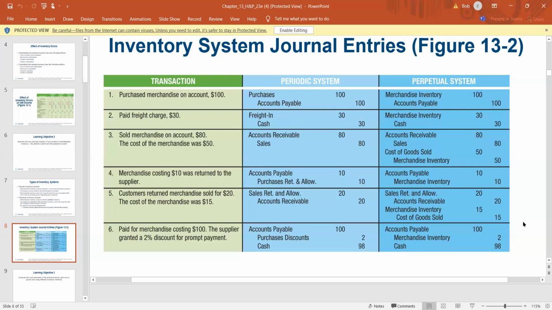Under the periodic system, where you're not tracking the inventory daily, the person answering the phone most likely will have to say, please hold, sir, while I go into the warehouse and see how many are back there. Which is better customer service? Obviously, the perpetual. So most businesses of any note use a perpetual system.